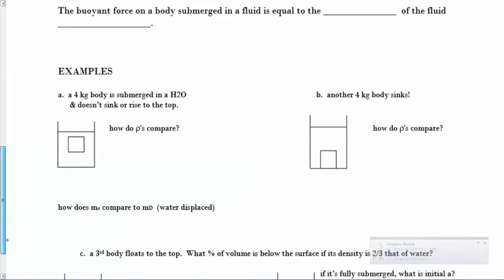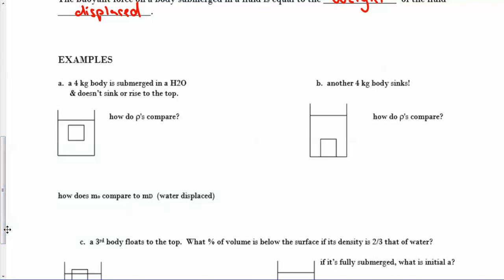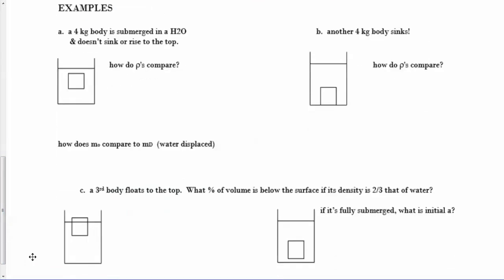All right, so let's look at two examples here, and then we will work out the other one, part C, in class. It says a 4 kilogram body is submerged in H2O and doesn't sink or rise to the top. So that means that its velocity is 0, which means that the sum of the forces must also be equal to 0. So I have a downward force of gravity, but I also have an upward buoyant force due to the difference in pressure. And if it's not rising or sinking, those two are equal. So I'm going to start off with that statement, F of B is equal to F sub G.